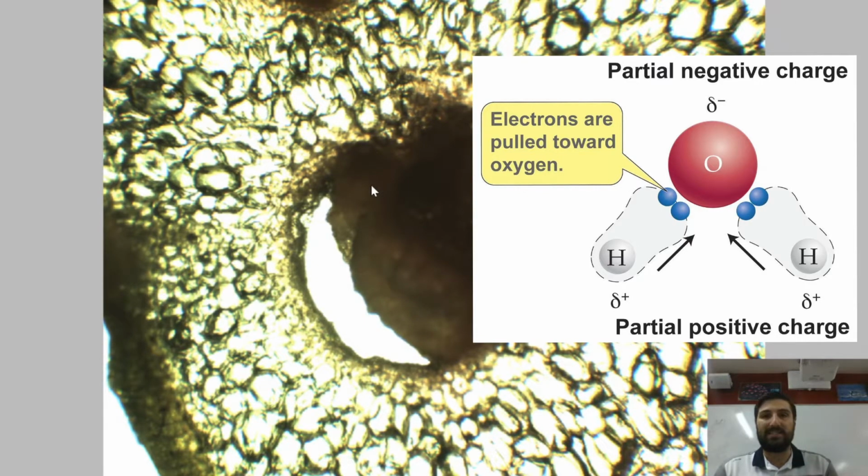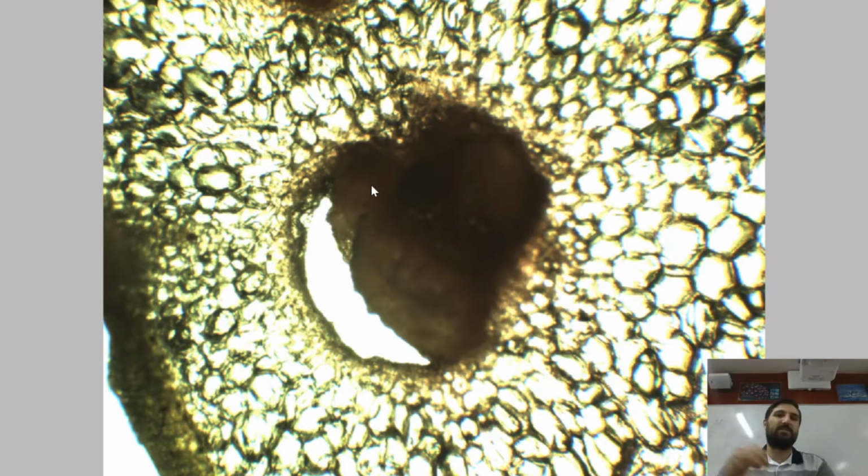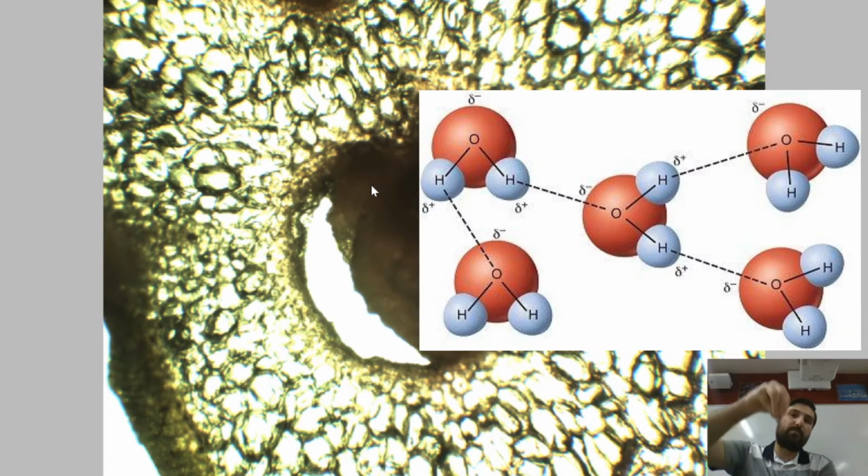And also what's assisting in that is the fact that water likes sticking to itself. So any water that's being pulled out, that's why it's able to get pulled up against gravity, up to the top of the tree or up to the top of the plant.